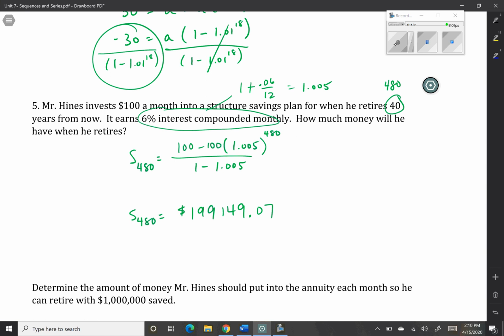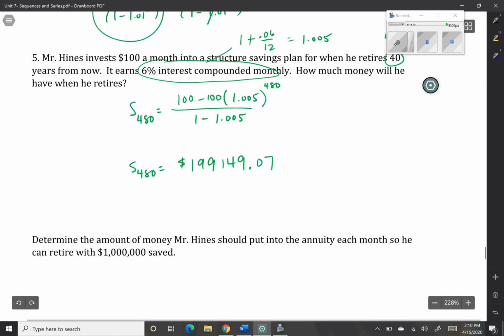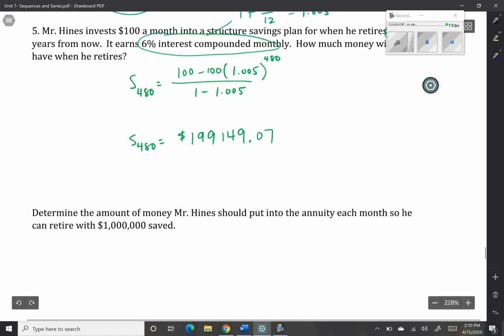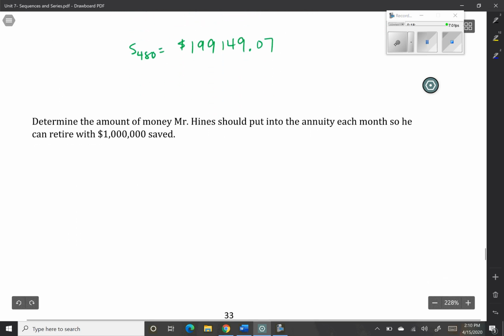Now, unfortunately, that's not a lot of money. You might think that's a lot of money, but to retire on, that's not enough money. Mr. Hines has bigger aspirations than that, right? He wants more money. So after doing this little bit of math, Mr. Hines said, well, I don't want to retire with $200,000. I want to have $1 million. I want to be a millionaire, right? We want Mr. Hines to be a millionaire.